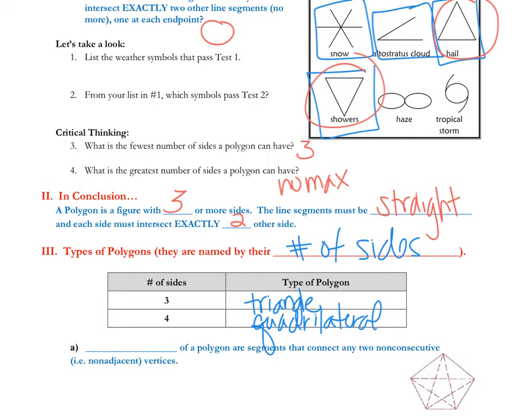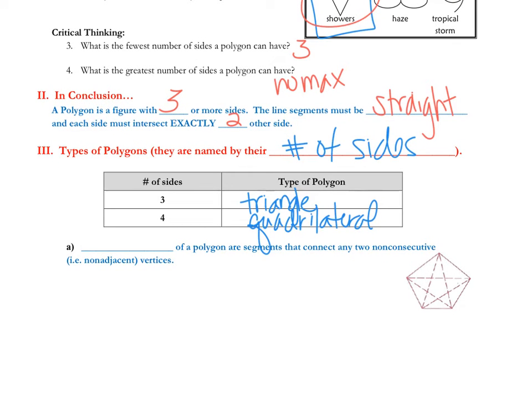Okay. And then another vocabulary word for us is a diagonal. Diagonals of a polygon are segments that connect any two non-consecutive, that means not right next to, vertices. So first of all, these endpoints are considered vertices. Okay, and then here's a diagonal, diagonal.